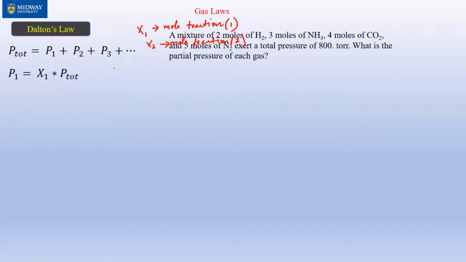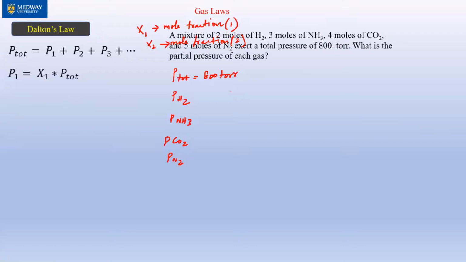So a mixture of 2 moles of hydrogen, 3 moles of NH3, 4 moles of CO2, and 5 moles of N2 exerts a total pressure of 800. What is the partial pressure of each of the gases? Well, we know the total pressure, so we already know P total. P total is 800 torr. So we just have to find pH2, pNH3, pCO2, and pN2. All right?